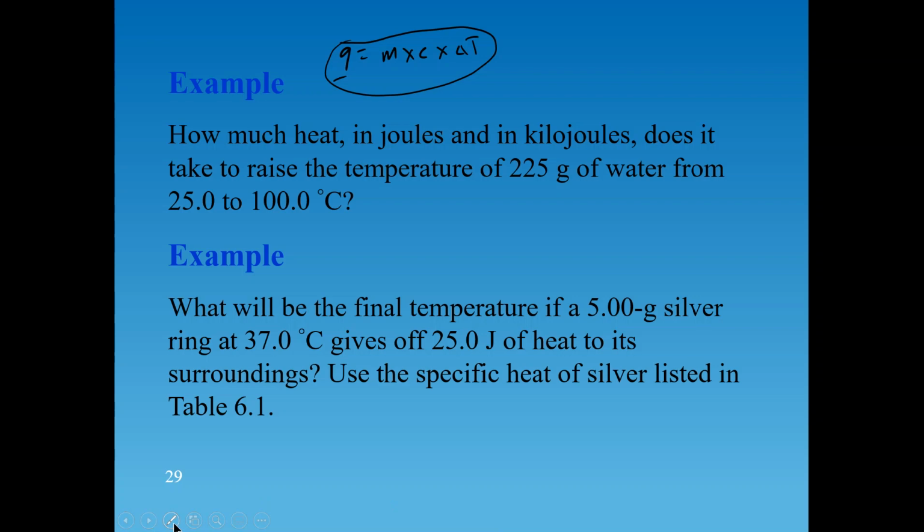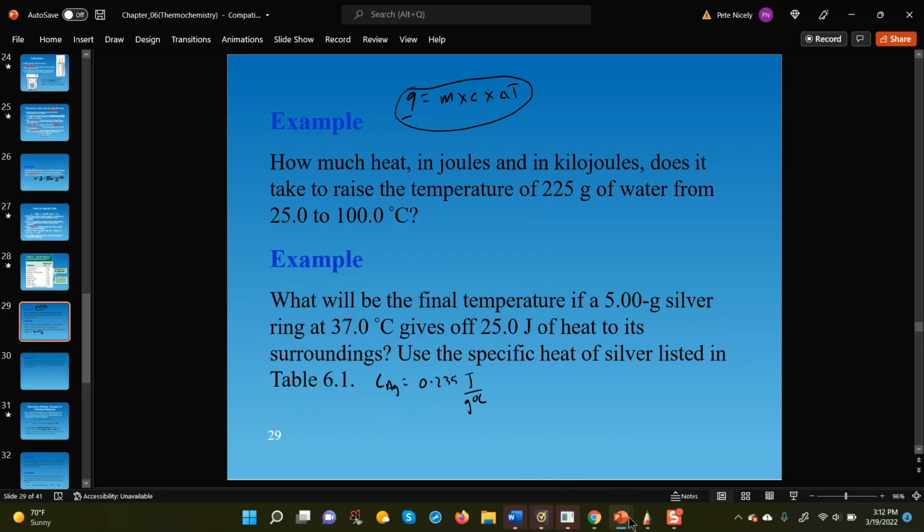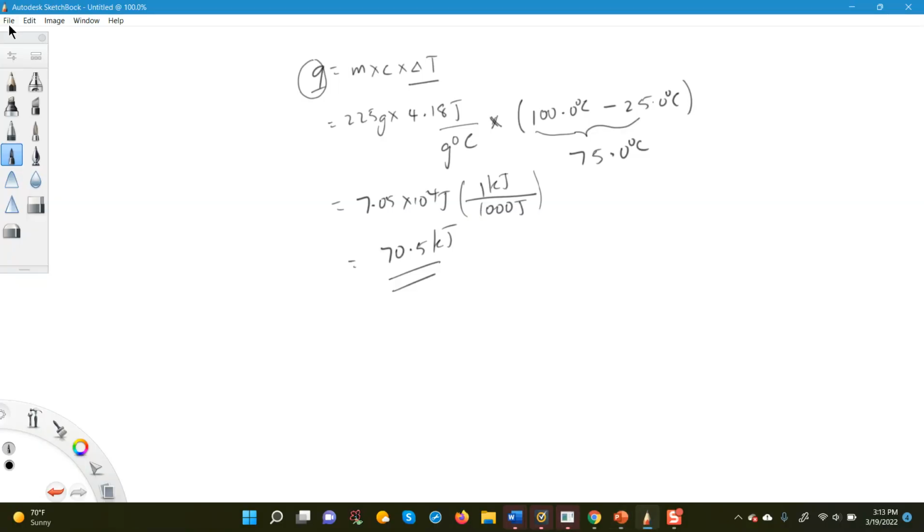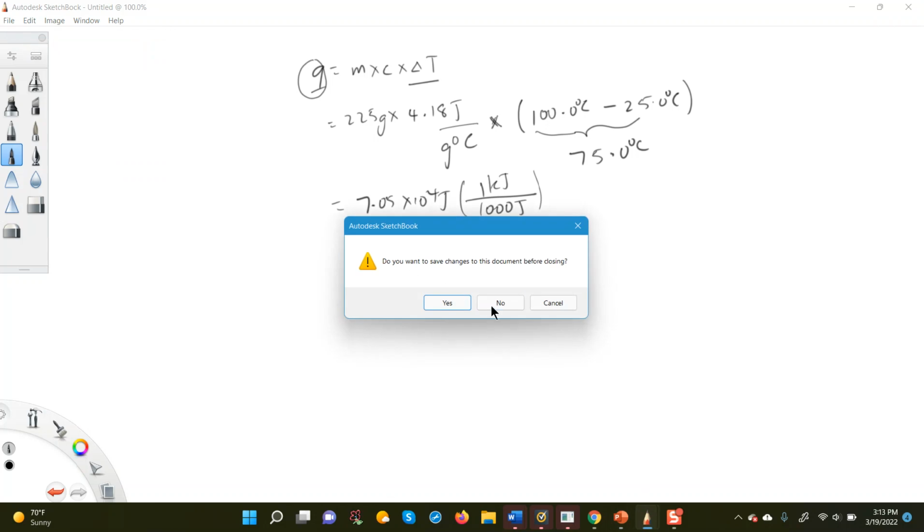So the specific heat of silver, let me just put C silver, Ag, is equal to 0.235 joules per gram degree Celsius. All right? So that is what you're going to need in addition to the other information that's given. So again, let me go back to my writing pad here. Let me get rid of that.